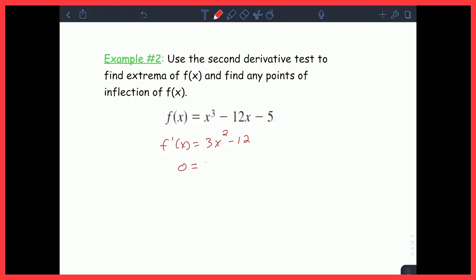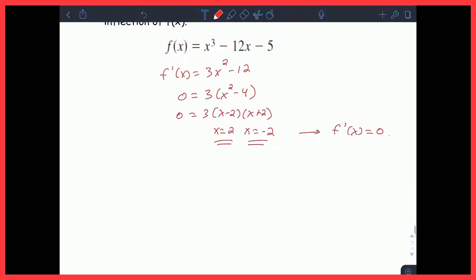So we know if we set this equal to 0, we can factor it as the difference of two squares. And so then we get positive 2 and negative 2. And these are the instances when f prime of x is equal to 0. We need these in order to do the second derivative test. But unlike the first derivative test, in order to do the second derivative test, you need the second derivative.